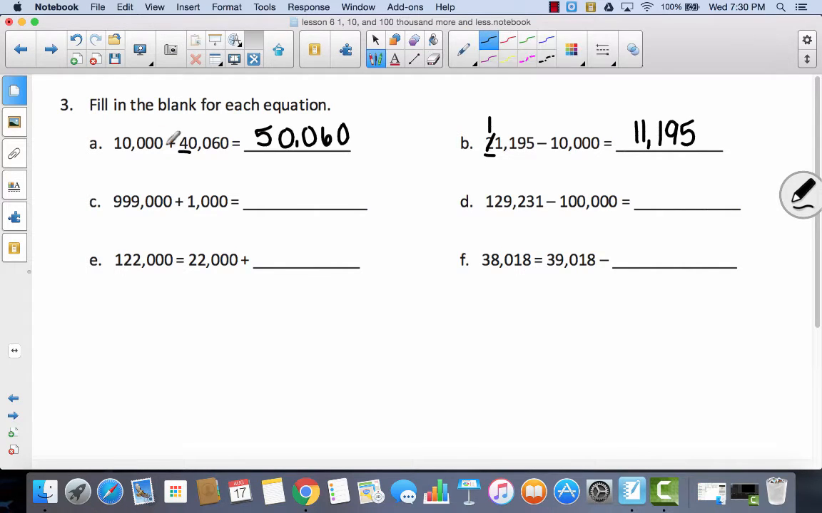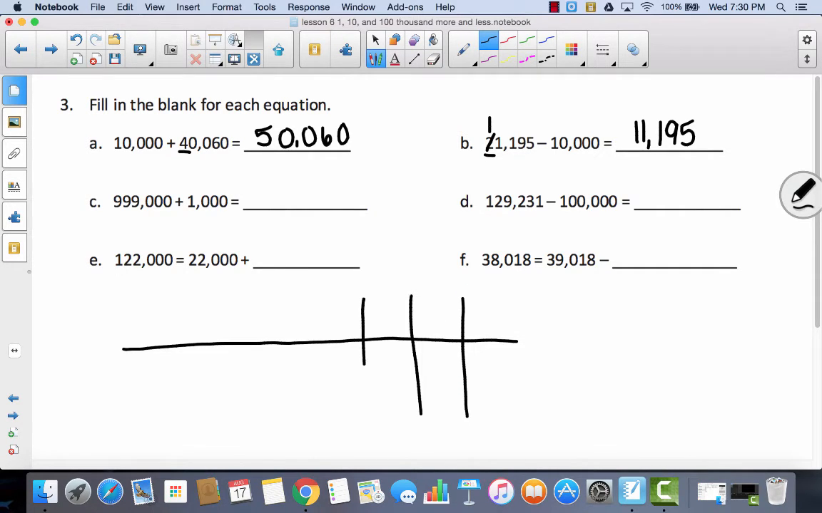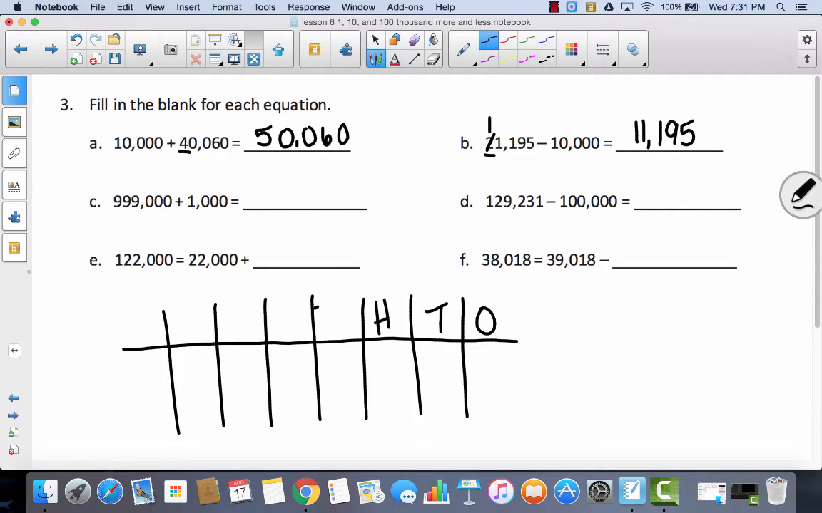Let's take a look at C. So I have 999,000 plus 1,000. I'm going to draw a place value chart down here. You don't have to draw this place value chart. I just want you to look at it with me, because we're going to talk about what happens whenever you add 1,000 to this number. This number is kind of special because it has all of these 9s. So I have 1s, 10s, hundreds, thousands, 10,000s, 100,000s, and then I have millions. I hope that you can read that.